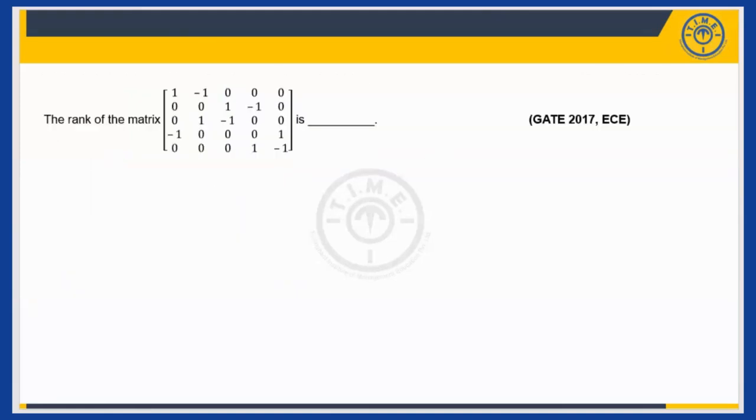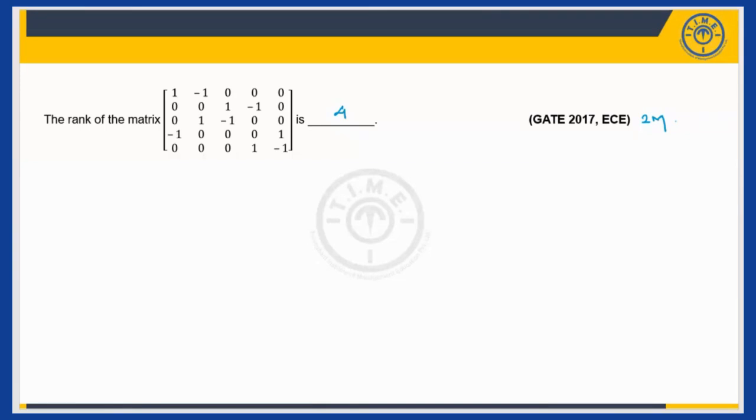So the rank of the matrix is 1. This is a question asked for EC in 2007, and this is the first question in my career that I have seen, a 2 marks question on rank of a matrix. Okay, so you just try. Your answer is 4.